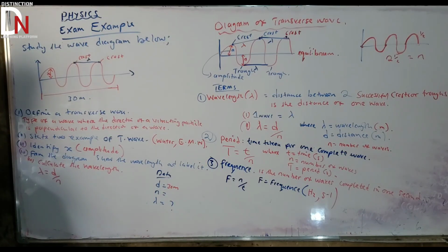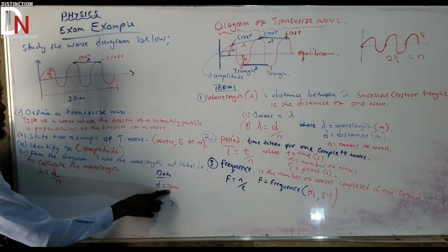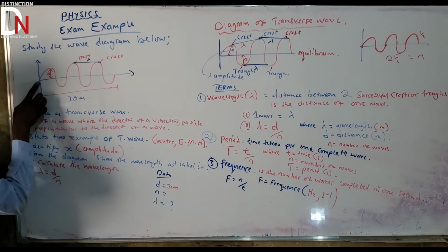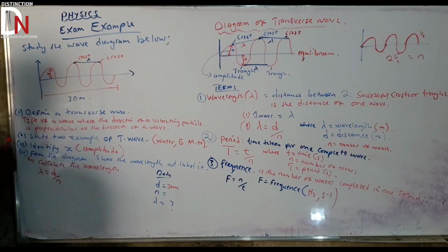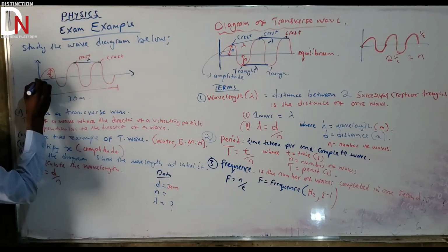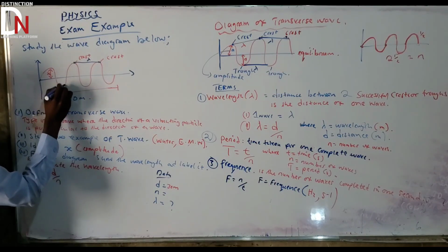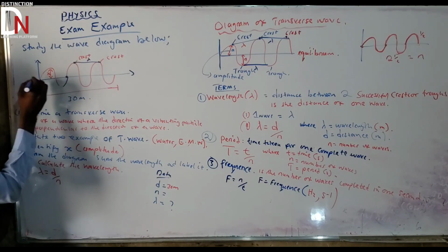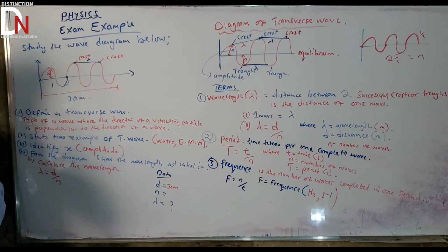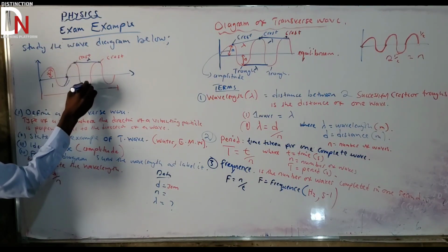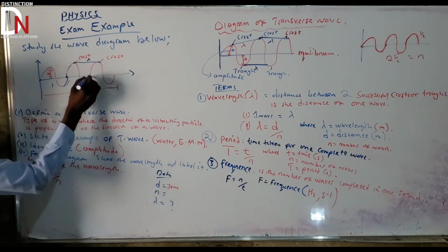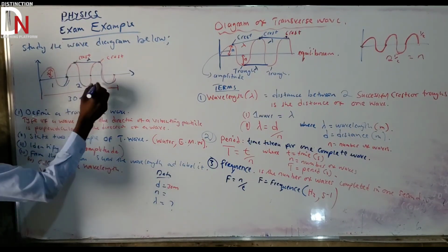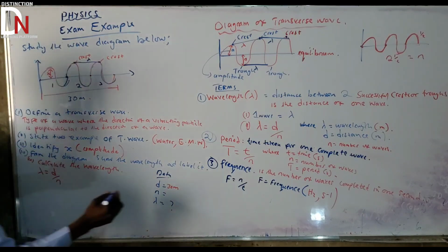What about n? We need to count how many waves are covering this 30 meter distance. So what you're going to do is count. Remember how to count? You make a C. Starting from here, you make an S like that, then up to there, that is one wave. Starting from here, we make an S like that. This is 2. Then from here, you count again. That is 3. So how many waves are there? There are 3 waves.